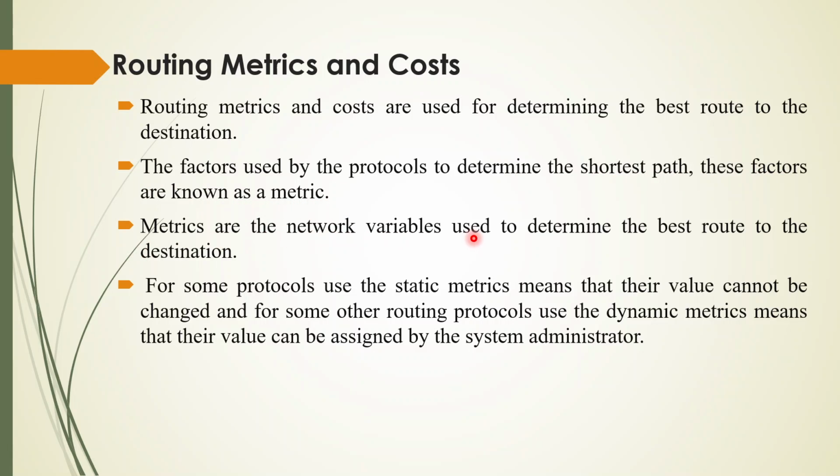Metrics are the network variables used to determine the best route to the destination. One thing is important: we have multiple routes between source and destination, and we have to select the optimal route. Some protocols use static metrics, meaning their value cannot be changed.